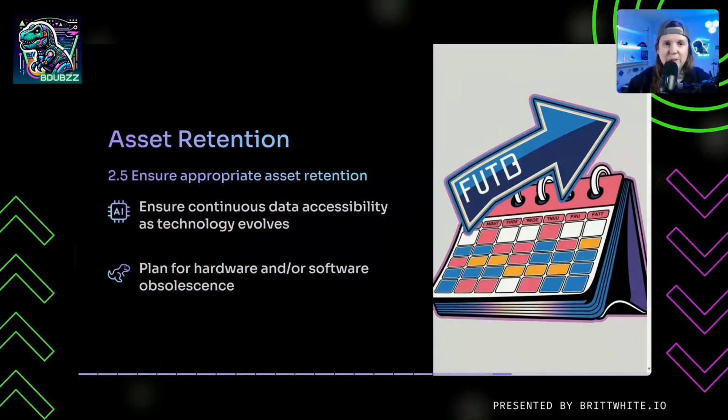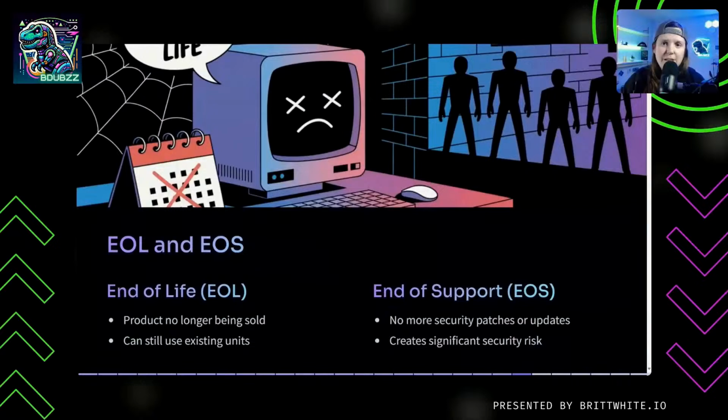Speaking of hardware and software becoming obsolete, there are two key terms we need to address: end of life, or EOL, and end of support, or EOS. When a vendor announces EOL, or end of life for a product, it only means they've stopped selling it. You simply can't buy new units anymore. Think of it like a car manufacturer discontinuing a model. You can still drive the ones that are out there, but you can't go get a new one from the dealer.